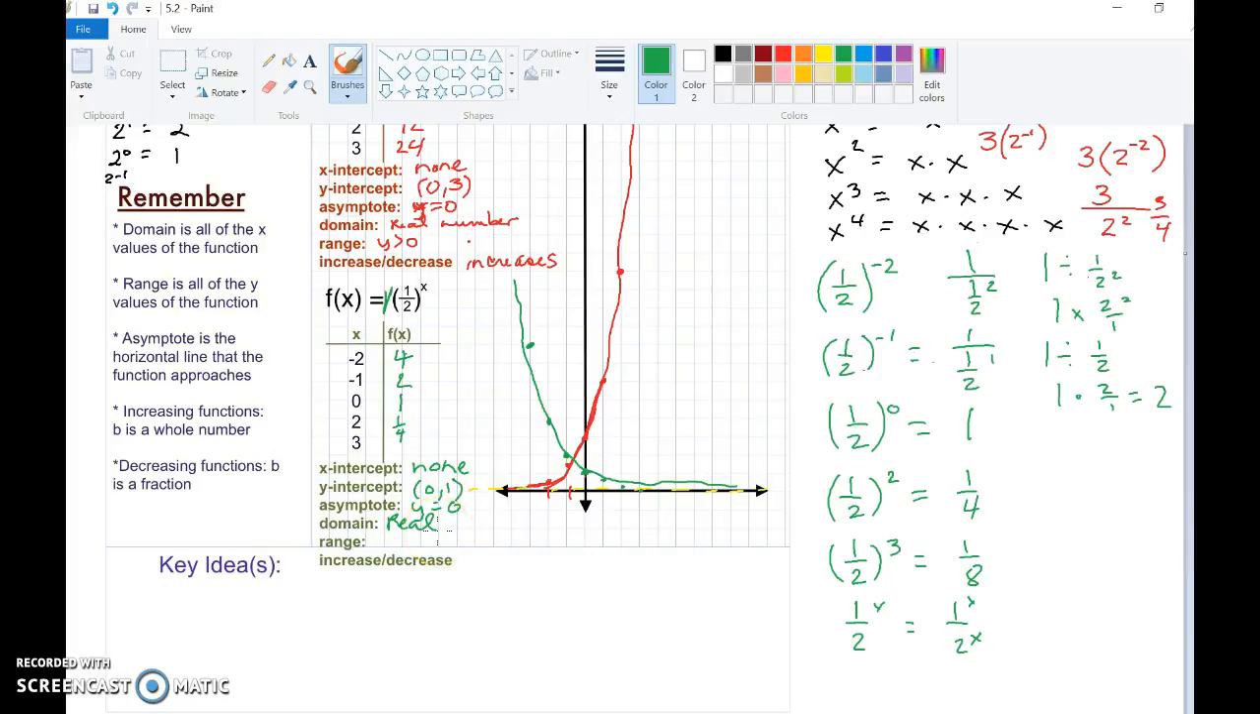But the range, the y values up and down, you'll see that there are no negative y values. We don't have anything down here below the y-axis. That's because the range is y is greater than 0. We don't even have a y is 0, right? That would have been the x-intercept. And in this situation, is it increasing or decreasing? Well, it's decreasing.